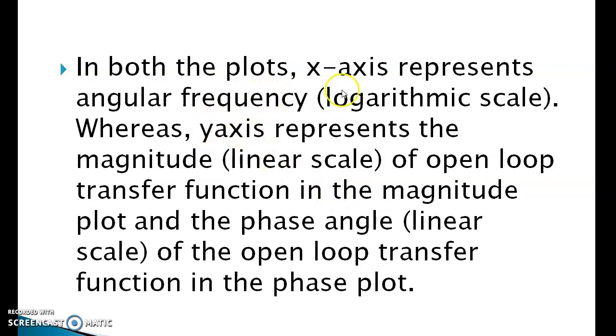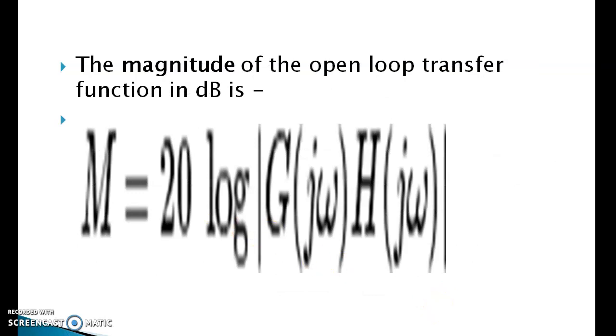In both the plots, x-axis represents angular frequency in logarithmic scale, whereas y-axis represents the magnitude in linear scale of the open loop transfer function in the magnitude plot, and the phase angle in linear scale of the open loop transfer function in the phase plot. The magnitude of open loop transfer function in decibel is M is equal to 20 log magnitude of G(jω)H(jω).